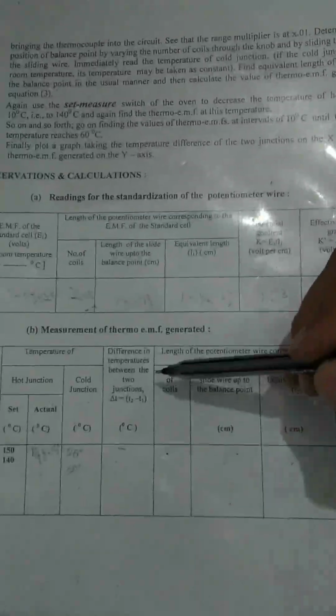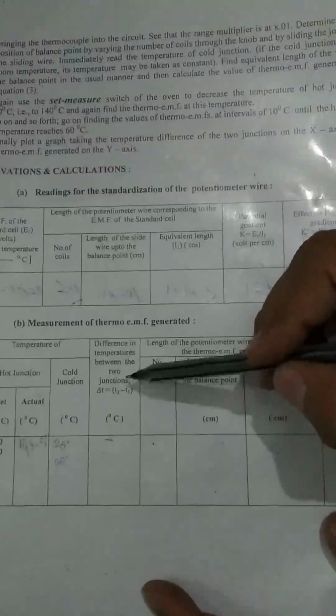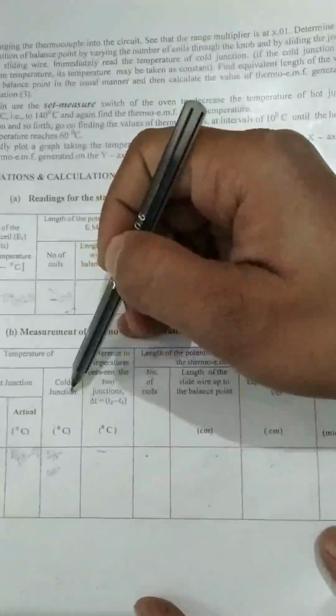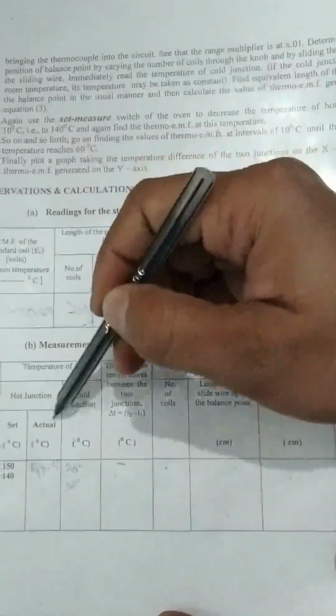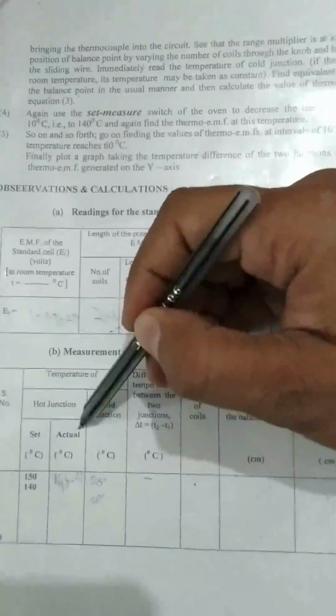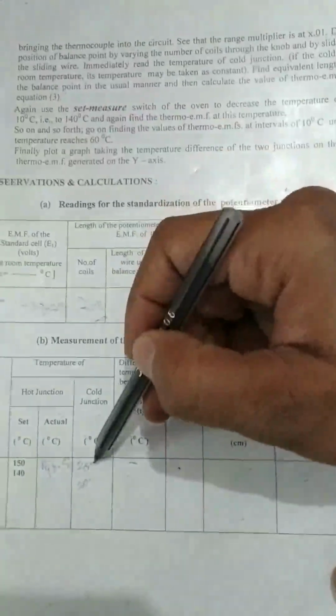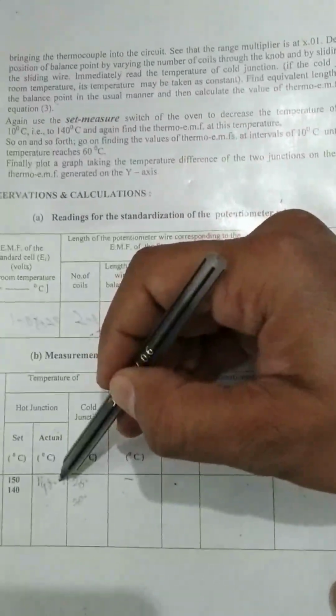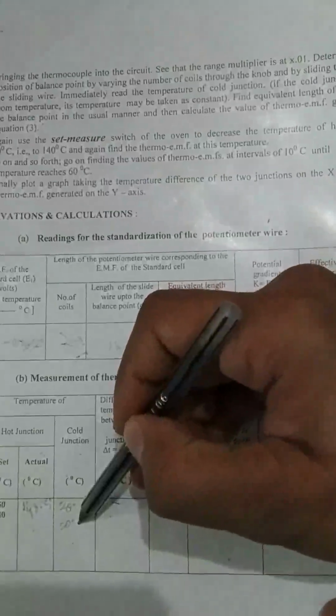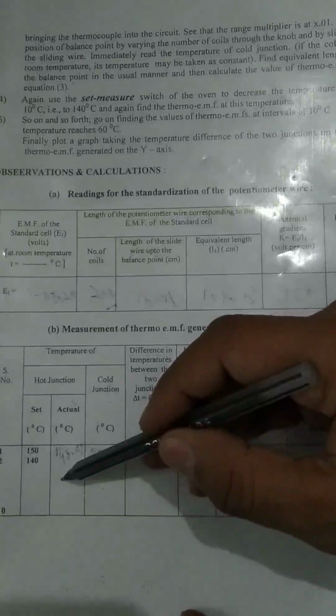Okay, now you have to calculate the difference in temperature between the two junctions. You have to subtract the value of cold junction temperature from the actual value of hot junction temperature. I mean to say that you have to subtract 28 degrees Celsius from 148.5, then subtract 28 degrees Celsius from the next actual value, then subtract 28 degrees Celsius from the next actual value, whatever is coming and whatever is being displayed over here in this PID controller.